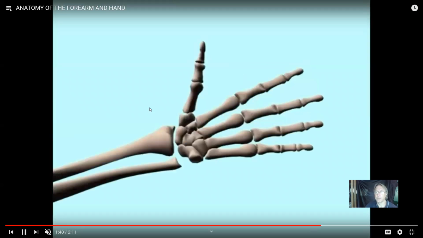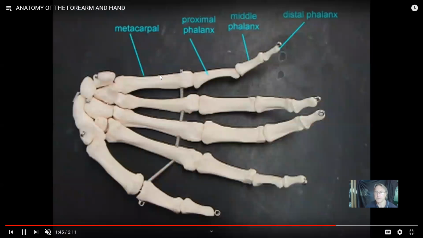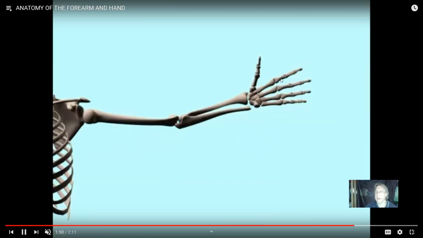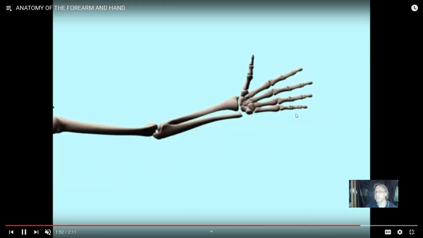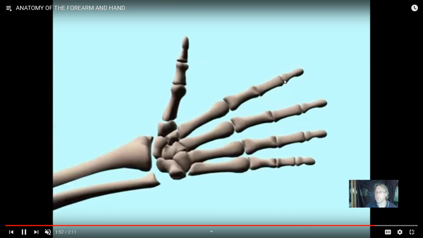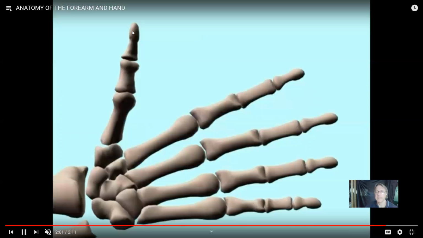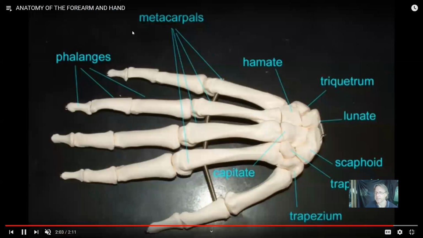Articulating with the carpals, we then have metacarpals on the thumb, and then here are the metacarpals of the hand. And then articulating with the metacarpals, we then have proximal phalanges, middle phalanges, and then distal phalanges on the fingers. And on the thumb, we have a proximal phalanx and a distal phalanx.